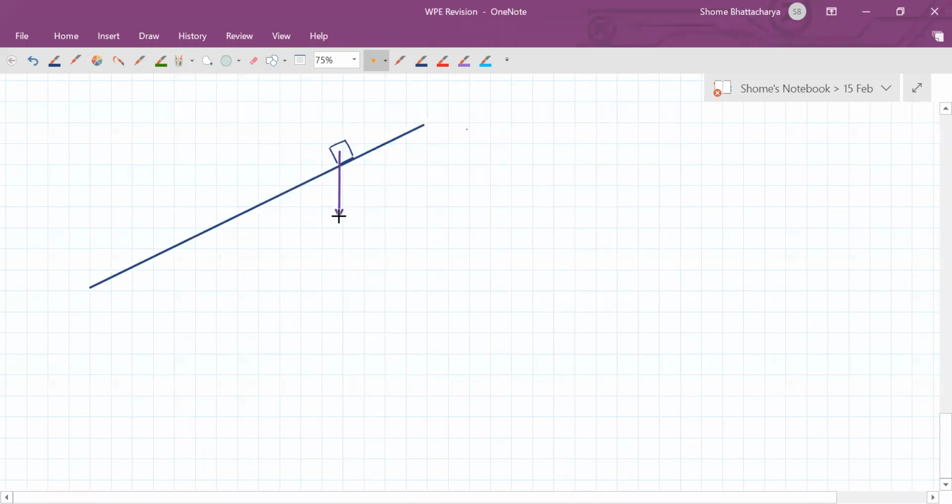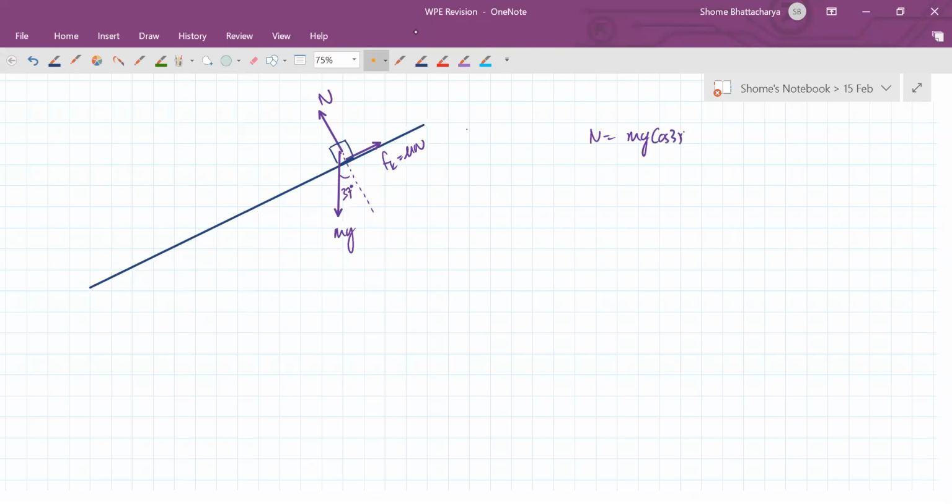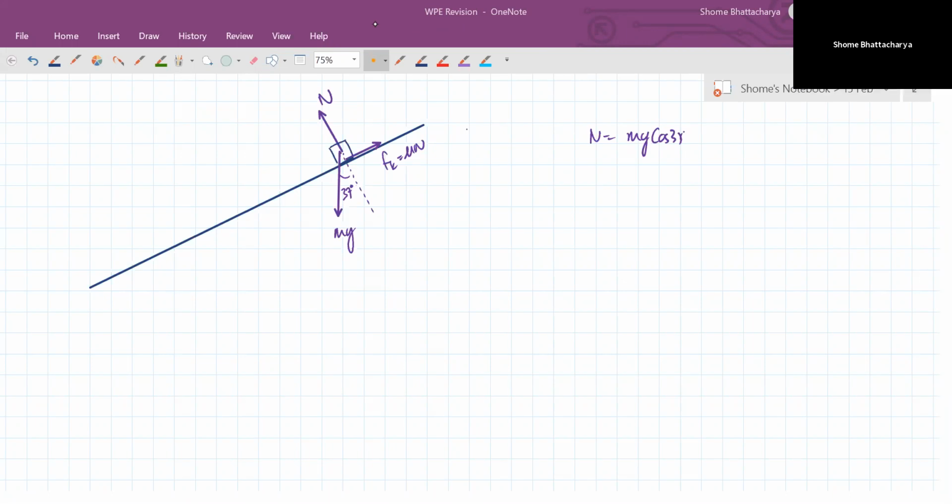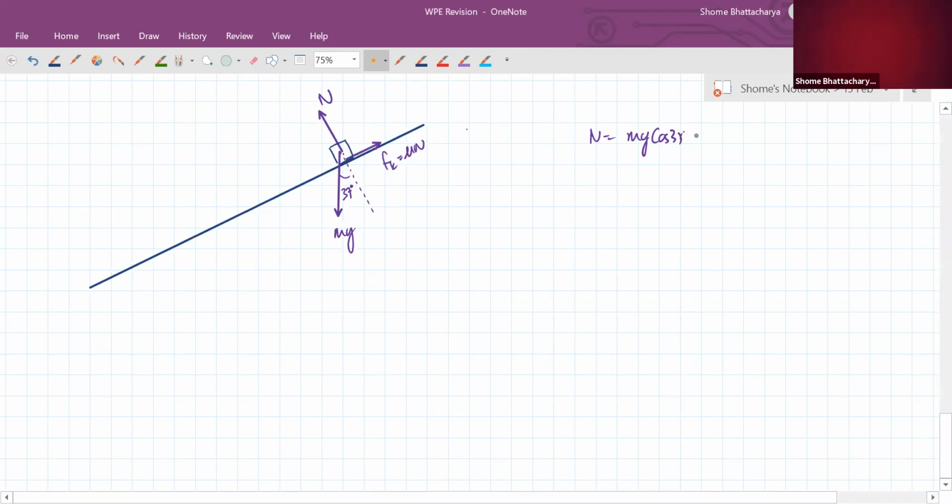So the gravitational force acting on it, the normal reaction force acting on it, and the frictional force acting on it, kinetic friction, they will all be constant forces. And we can see that normal reaction will be equal to mg cos 37. So we're taking the mass to be 5 kilograms. So this will become 40 newtons in magnitude.